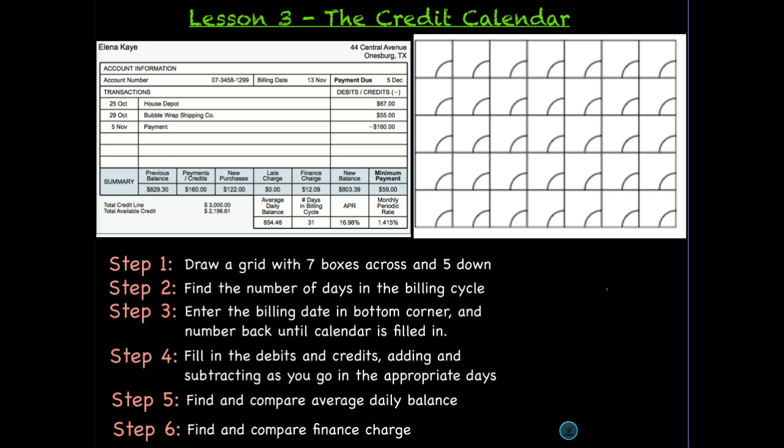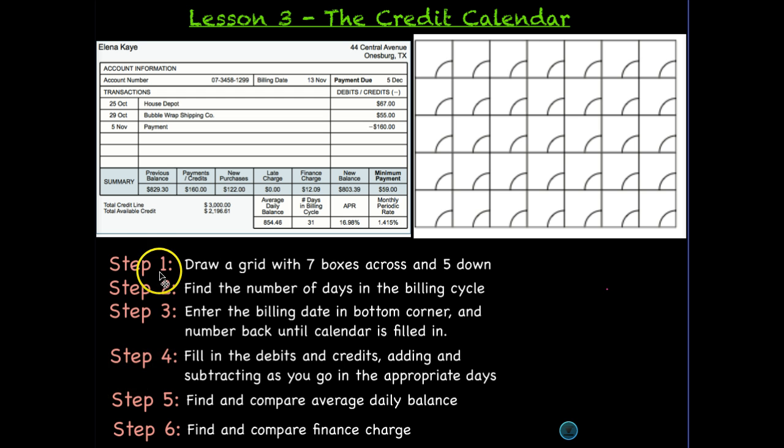Let's look at an example. Here's an example for Elena K. She has a credit card statement here that lists a purchase of $67 to Home Depot, another purchase of $55 to Bubble Wrap, and a payment of $160. Our goal is then to determine her average daily balance.